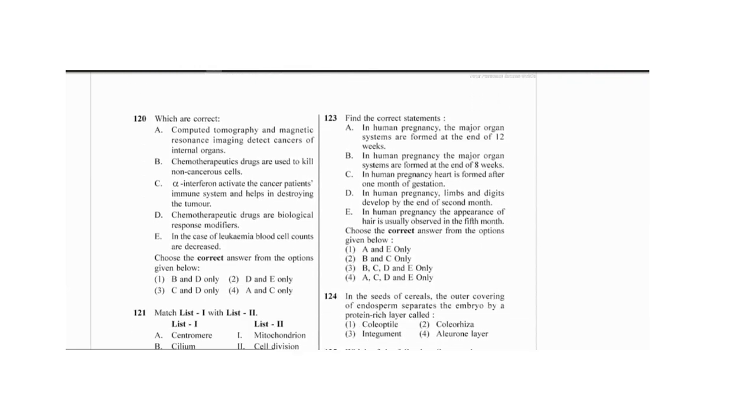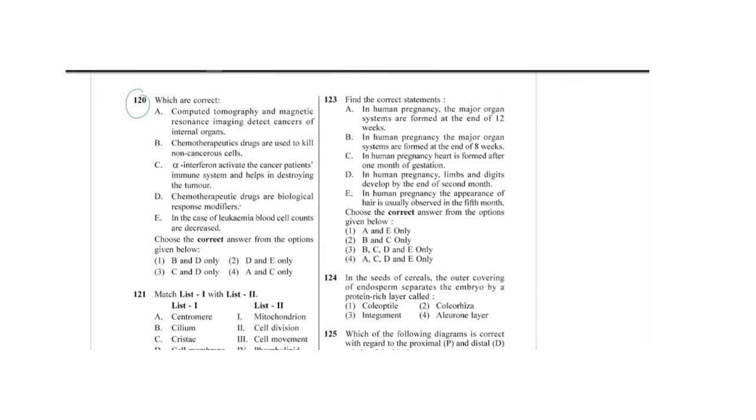Okay, the next is: what is correct about chemotherapeutic agents, drugs and interferons, chemotherapeutic drugs and leukemia? They all are from the Human Health and Disease chapter. So we have to check correctly what they are saying about these drugs and interferons, and then find out the correct answer. Okay, so the first one is saying that computed tomography, CT scan, and MRI, magnetic resonance imaging, detect the cancer of internal organs. Is it so? Yes, internal organs we are using for the detection.